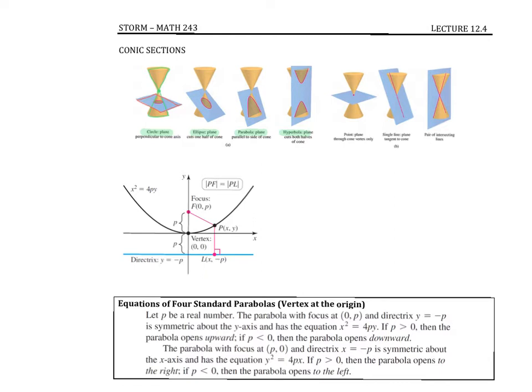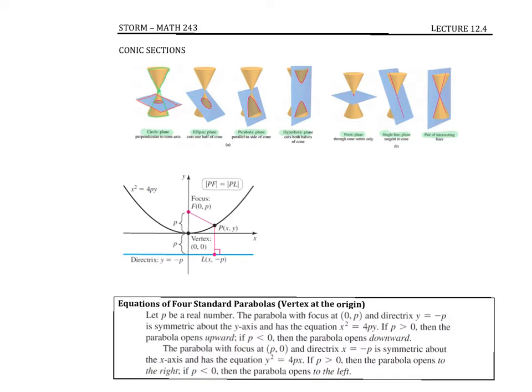Now the special cases are if you intersect at the vertex of the two cones. If you intersect with a horizontal plane, then you just get a point of intersection. If you slant that plane and it passes through the vertex, then you get a single line. And if the plane passes through the vertex and it's completely vertical, you get a pair of intersecting lines.